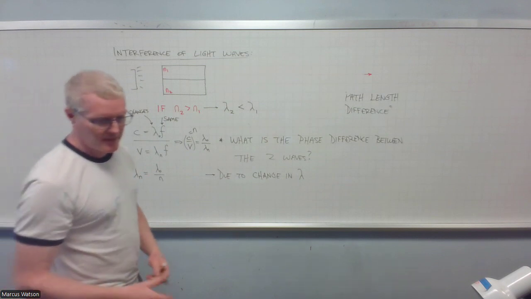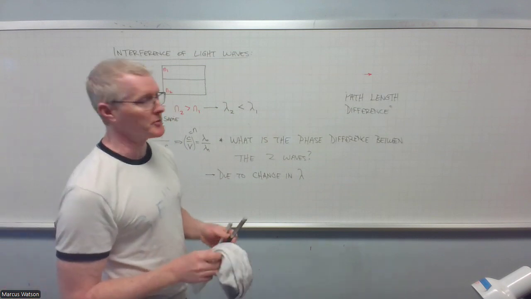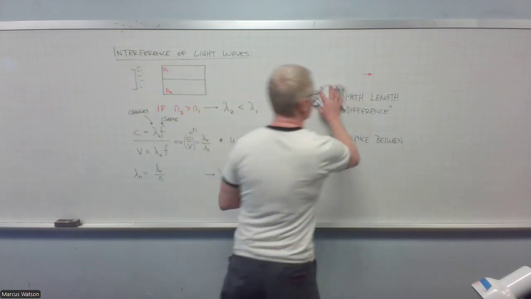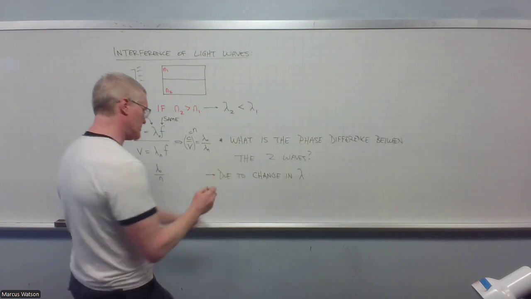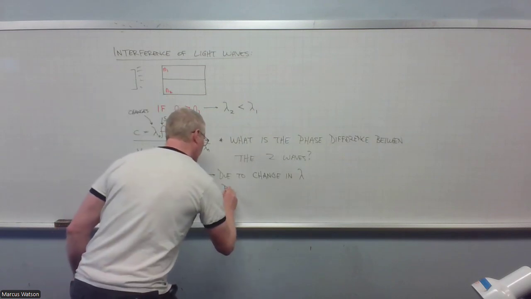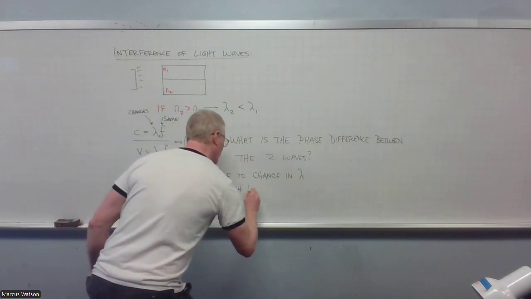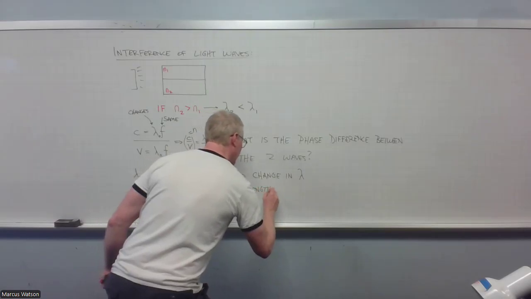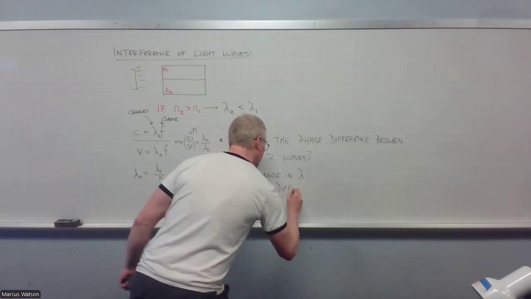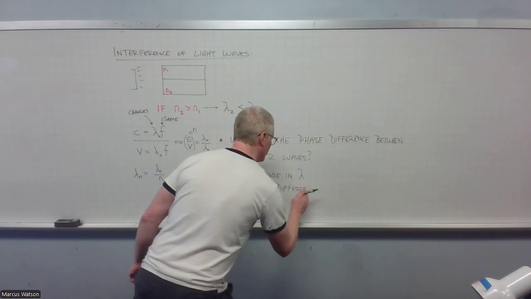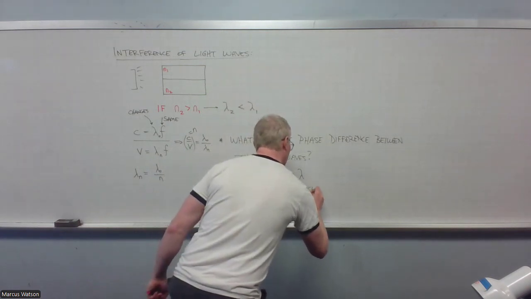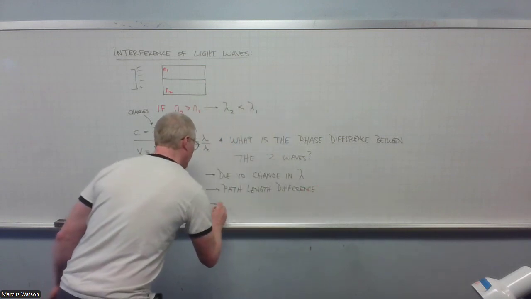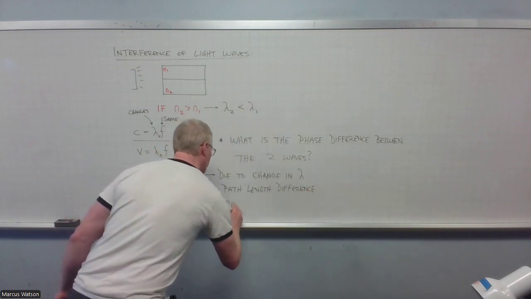Another one is due to reflection at a boundary. Okay, so down here I've got answers to this question: due to a change in the wavelength, I'll put path length difference down here. This is one that we will explore at length. The path length difference. This pen can't spell. Okay, and the last one here that we're going to be talking about is reflection phase shift.